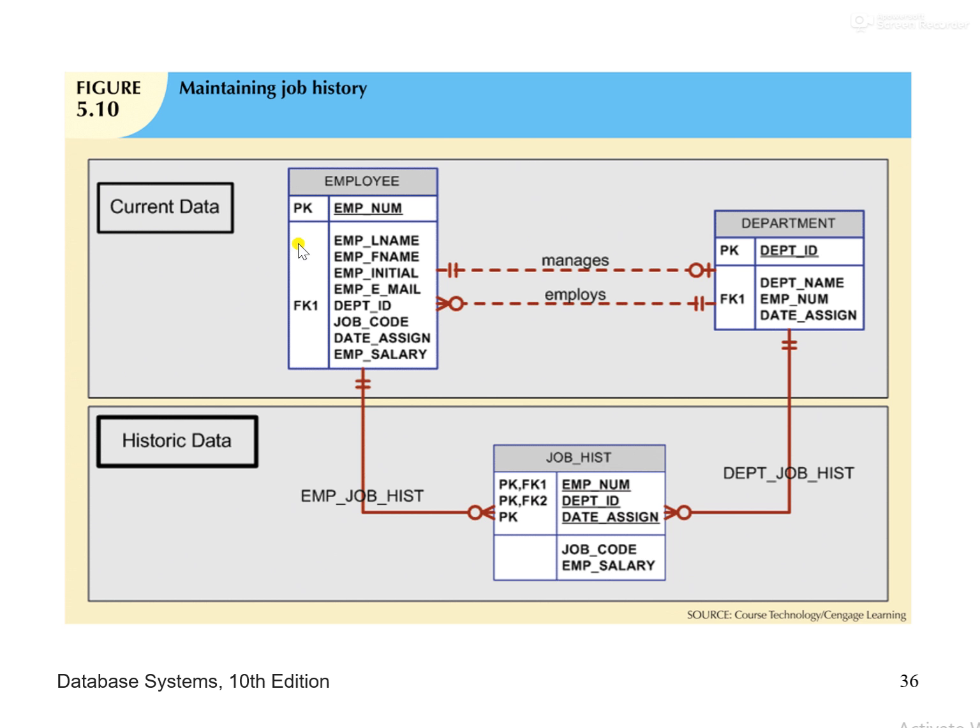Again, here we have another example where we want to keep a record of historic data, like employee job history. Like when he has been promoted, his designation has changed. So what we can do is create a new table, job history, where we have job code and employee salary, both saved over here, and here we keep a record of the job history of the employee. This table has a one-to-many relationship with both employee as well as department.